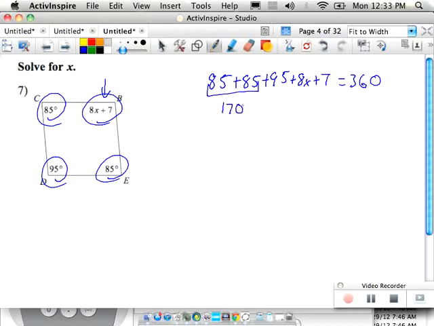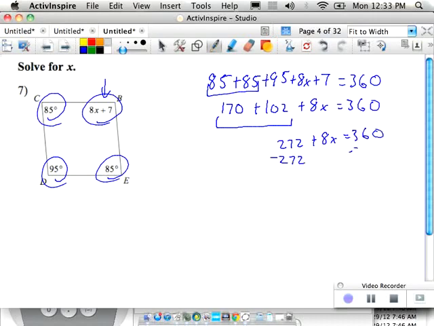If I add up 85 and 85, that's 170. Then I'm going to add 95 and 7 together. How much does that make? 95 and 7 would make 102. And we got the 8x. So we're going to keep simplifying here. 170 and 102 is going to make 272. So now I have to do just a simple two-step equation. Subtract 272 from both sides. And I'll have 8x equals, let's see if we have to borrow here a little bit. It's going to be 35, 35, and 27. That's going to be 88. Now if I divide by 8 on both sides, x equals 11.